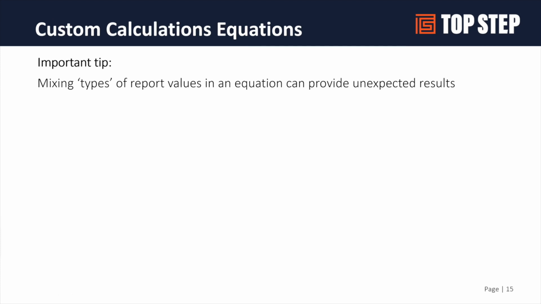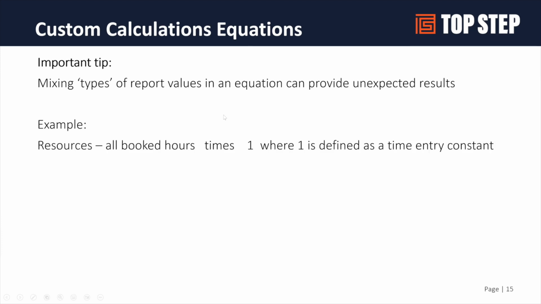Be careful with mixing types of report values in a custom calc equation. It can provide unexpected results. I remember the day I learned this. It was a long time ago, and we had just learned how to use constants in custom calcs. A time entry constant, if you notice, is something that comes out of the system. And so let's say, for example, I wanted to do a custom calc for booked hours and filter it by only booking type equal to confirmed.